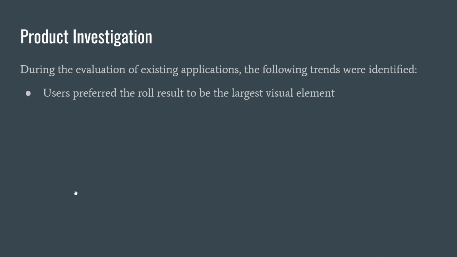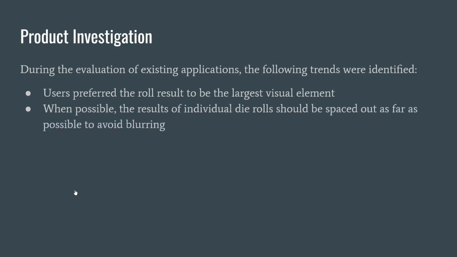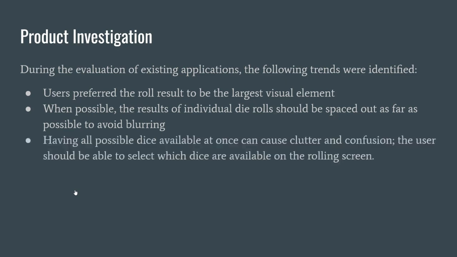So, for our product investigation, we did an evaluation on existing applications and we found a few trends. First, users prefer the roll to be the largest visual element. It's pretty self explanatory. You want to make the thing that is the main purpose of the application to be the biggest. When possible, we wanted the results of the individual die rolls to be spaced out as far as possible to avoid blurring. This goes for other elements as well, but in general, our user had lateral blurring, so we wanted to avoid this in ours.